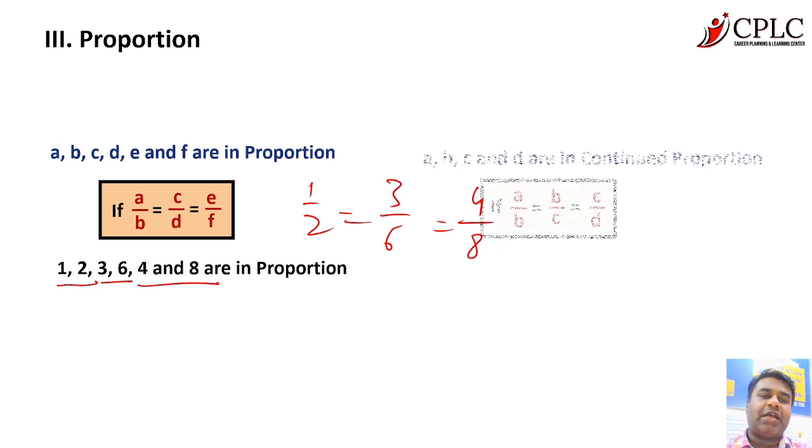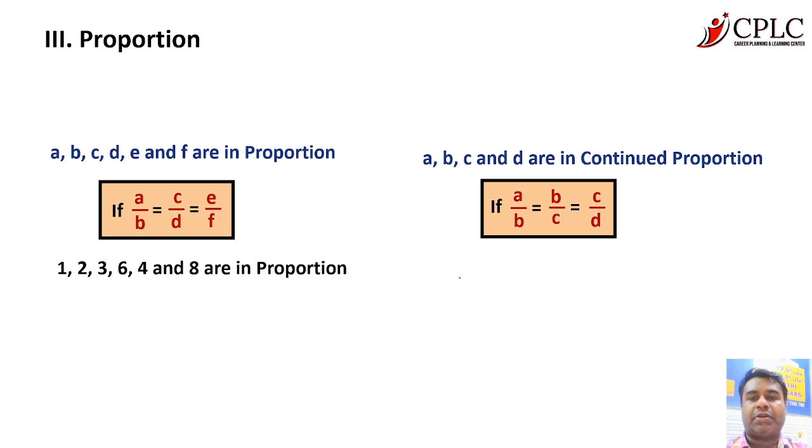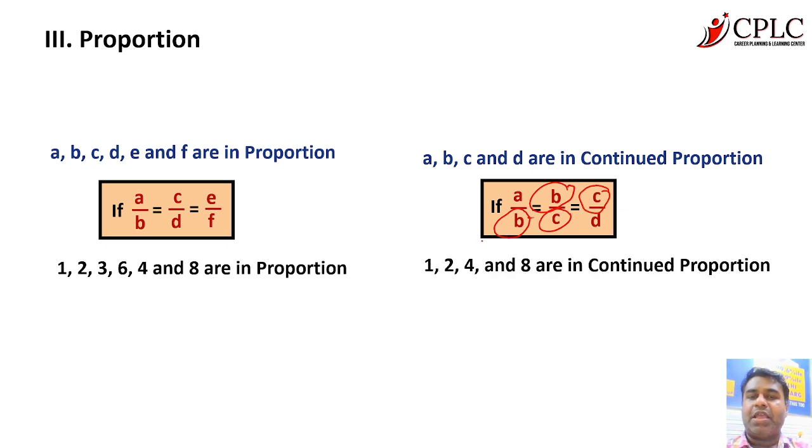There is another term which is generally used, known as continued proportion. There is a minor difference between proportion and continued proportion. In continued proportion, the denominator of the first ratio becomes the numerator of the next ratio. Let us take an example: 1, 2, 4, 8 are in continued proportion. What does this mean? Again, 1 by 2 is equal to the other ratio.